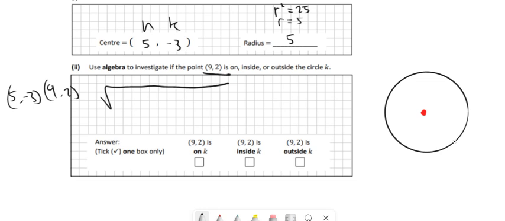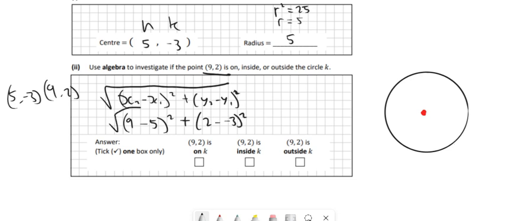So that would be, and it's the formula, the x2 minus x1, that's the distance between 2 points. Then 9 minus 5 squared plus 2 minus minus 3 squared. And you can put all that in the calculator together. And we should get root 41 then, which is approximately 6.4.